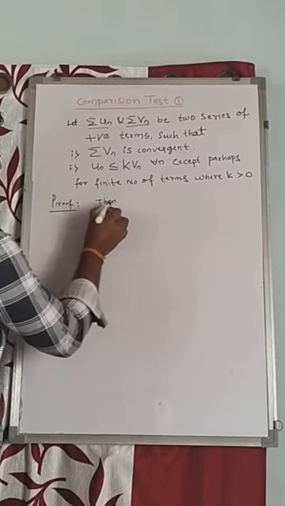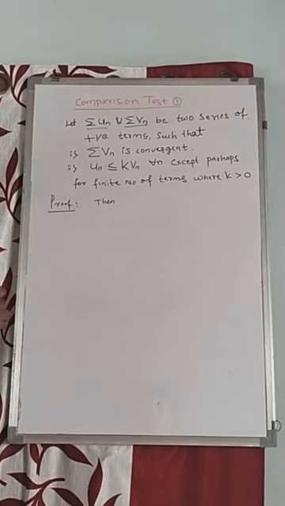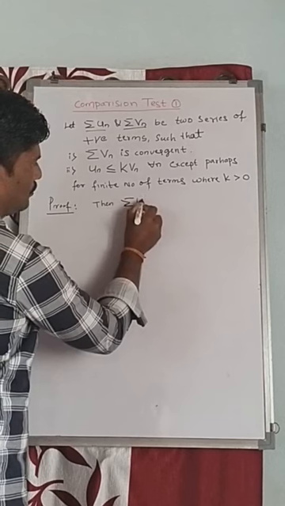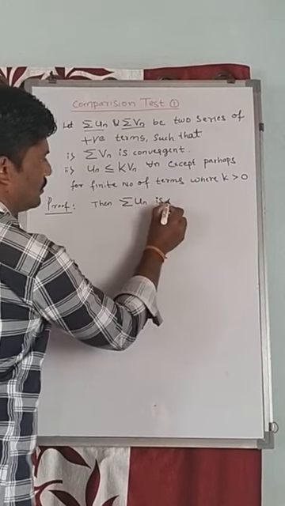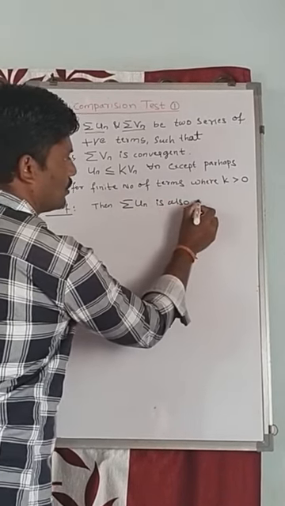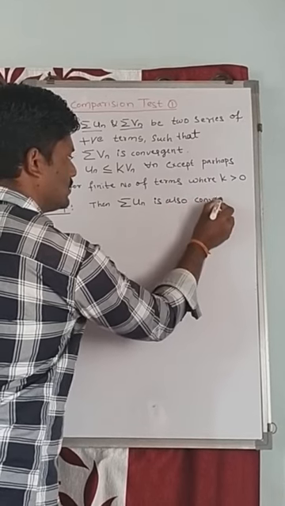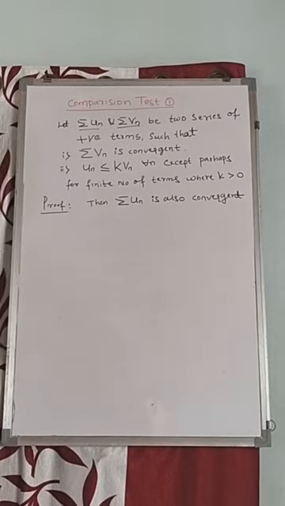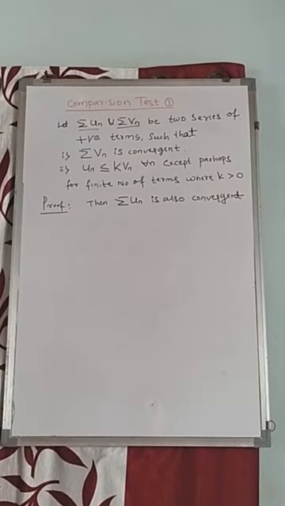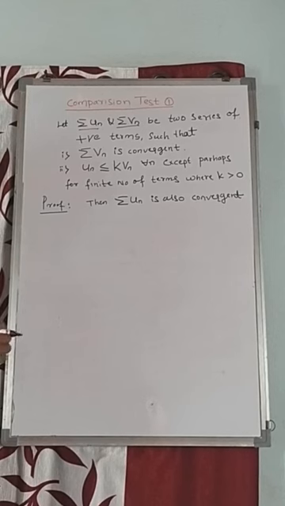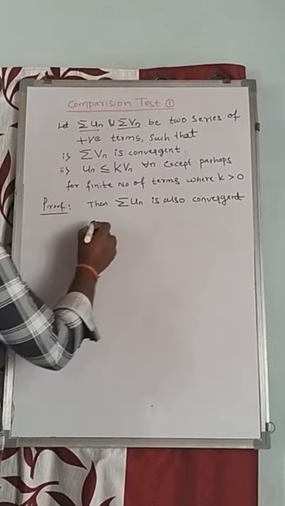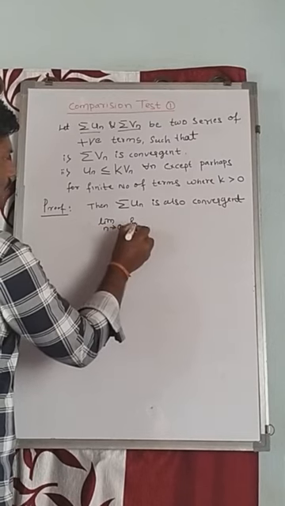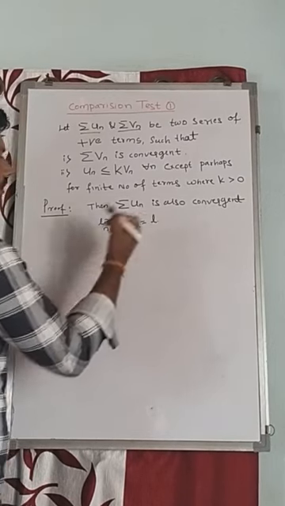Then summation of un is also convergent. Summation of un is also convergent. Summation of vn is convergent because limit n tends to infinity sn equals L.